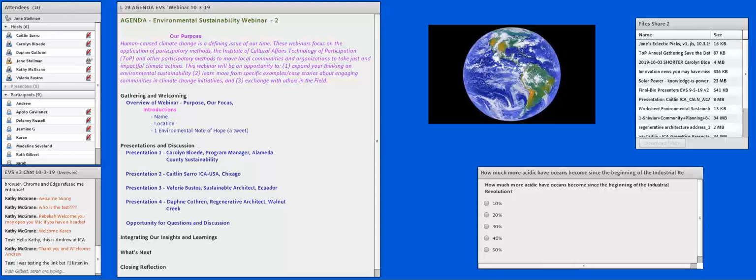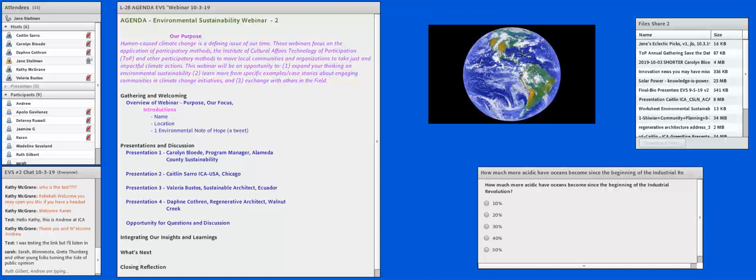So I will start. I'm Jane Stallman. I'm living in Cuenca, Ecuador, and one environmental note of hope I have is that Rupert Murdoch's daughter-in-law and her husband, his son, have been investing millions of dollars quietly in climate change actions, and have come out publicly with their support for climate change and the need for action.